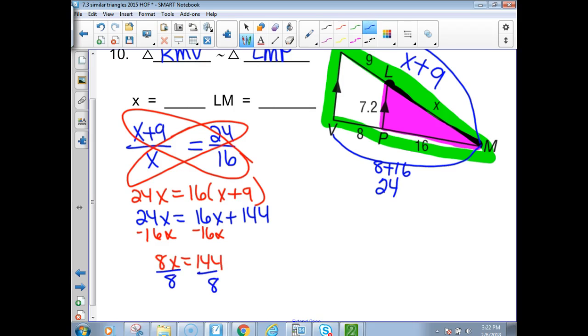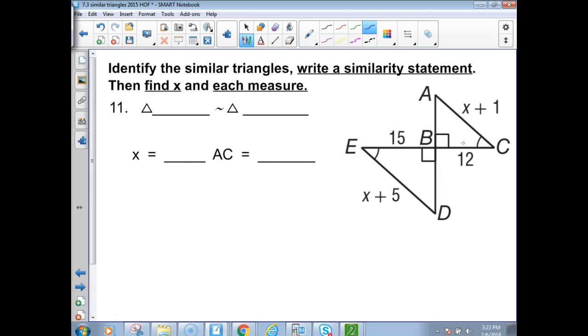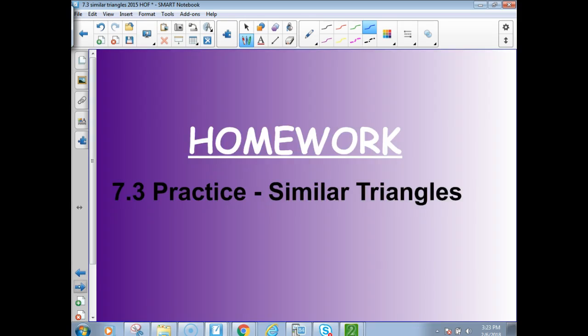All right, you guys, divide for me, please. 18. All right. And then is that LM? Oh, it is LM. Sometimes you have to plug back in. Like what if they asked me for KM? I would have had to do 18 plus 9. Should have asked for KM. Okay. Not too much left here for the homework.